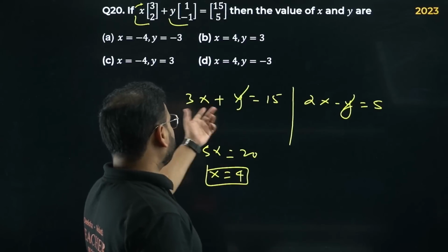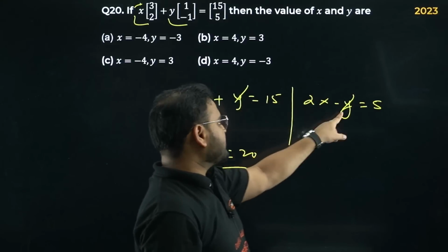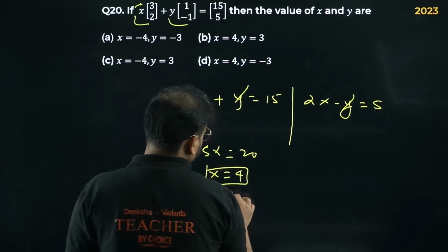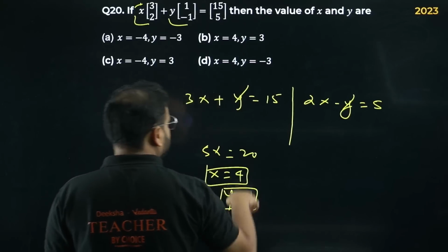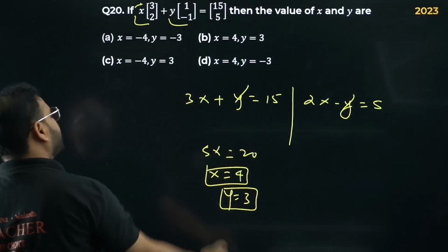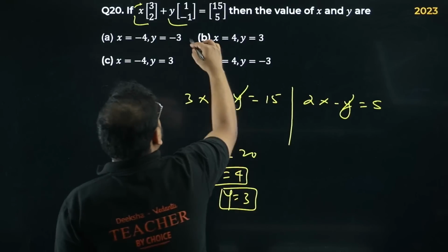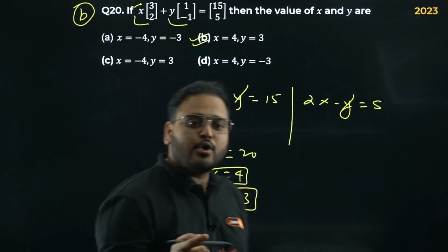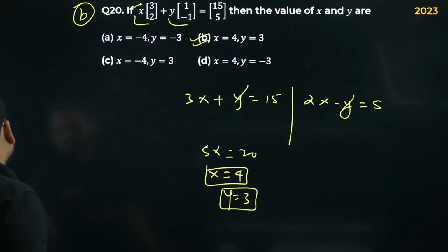Correct now? 4 times 3 is 12 plus 3 has to be 15. 4 times 2 is 8 minus 3 has to be 5. Right? So the answer is 4 comma 3. Don't ask me how, just put x as 4 in the equation and you'll get y as 3. Option B is correct. Moving on to question number 21 now.